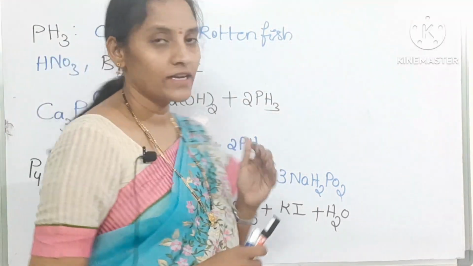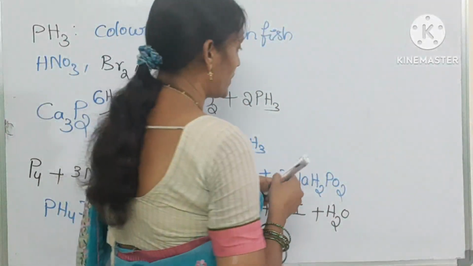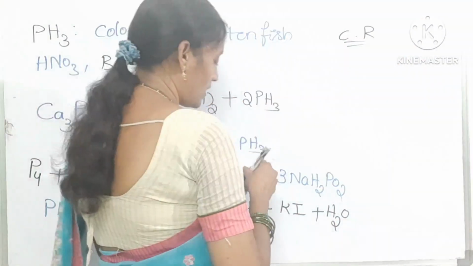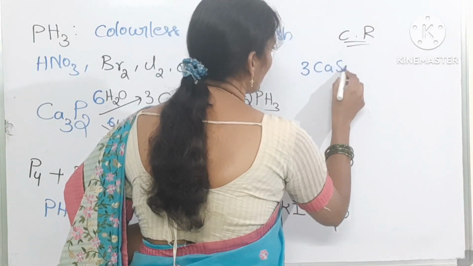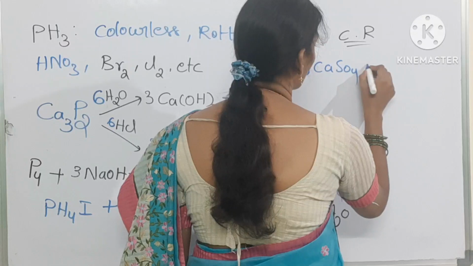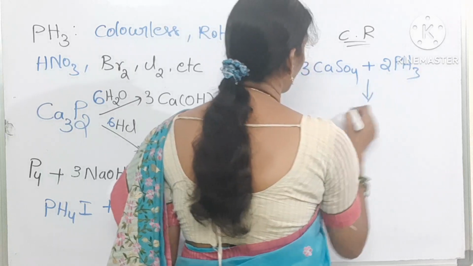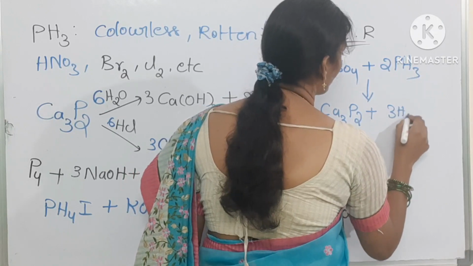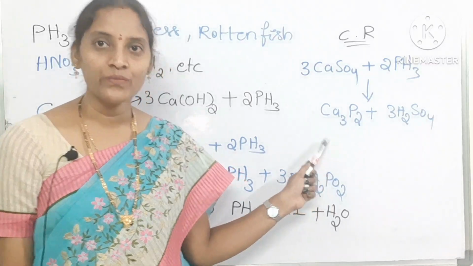You can see the chemical reactions of phosphine. First you can write the heading, chemical reactions. Copper sulfate, 3 moles you can take, not calcium sulfate, CuSO4 you can take, copper sulfate. This copper sulfate reacts with phosphine. So you will get Cu3P2 and 3 moles of H2SO4. See, this is the copper phosphide.